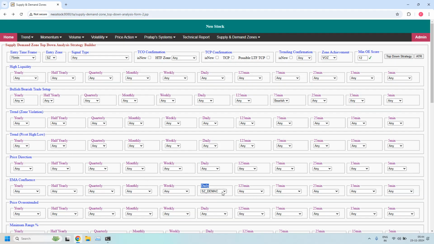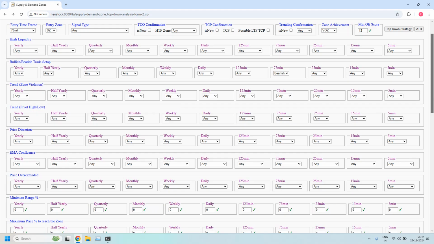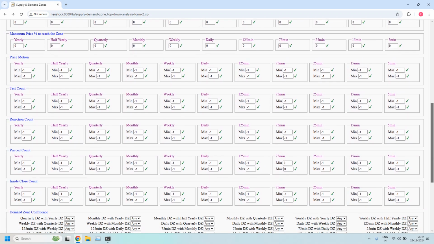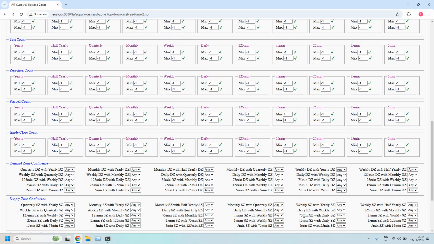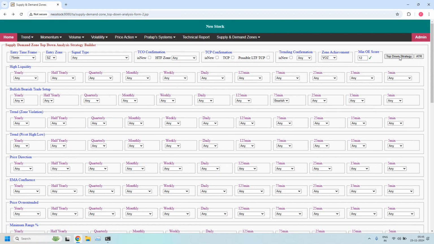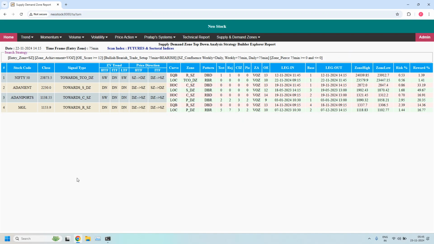Let us look for LTF, ITF, HTF supply zone confluence. I removed EMA filter. LTF, ITF, HTF supply zone confluence, 3 filters we have to set. First filter is already enabled, 75 minutes with daily supply zone confluence. Next filter, 75 minutes supply zone with weekly supply zone confluence. And then daily supply zone with weekly supply zone confluence. All the 3 filters are enabled. With this, we got 4 stocks.